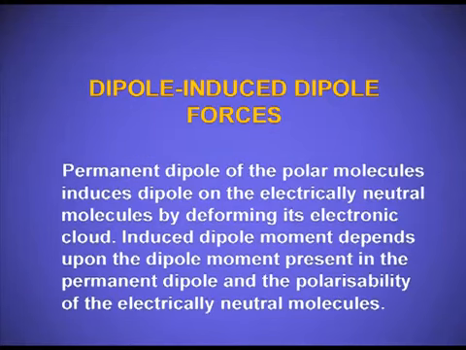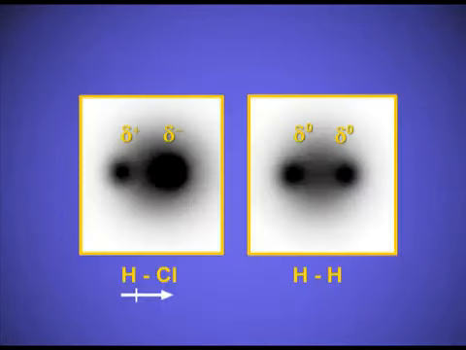The permanent dipole of the polar molecules induces a dipole on the electrically neutral molecules by deforming its electronic cloud. Induced dipole moment depends upon the dipole moment present in the permanent dipole and the polarizability of the electrically neutral molecules. Now you can see the picture. One molecule is hydrogen chloride, which has a permanent dipole, and the other one is a hydrogen molecule, which is non-polar.